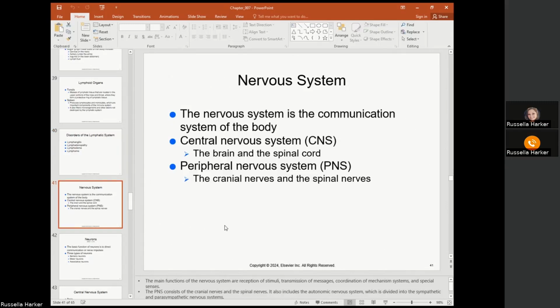The nervous system is the communication system of the body. So we have the CNS, which is the central nervous system, and the PNS, which is the peripheral nervous system. The CNS, the central nervous system, is the brain and the spinal cord. The peripheral nervous system, or the PNS, is the cranial nerves and the spinal nerves.